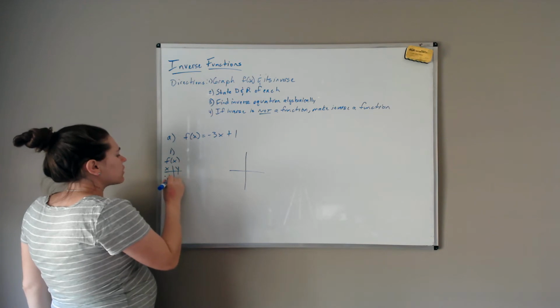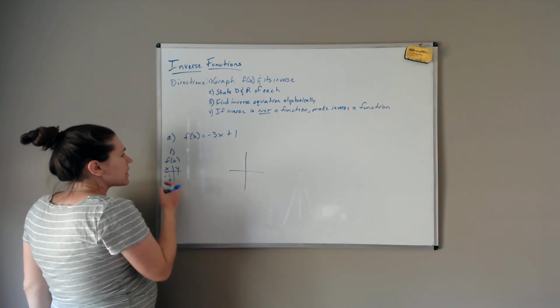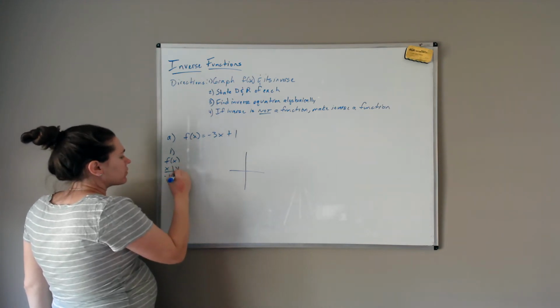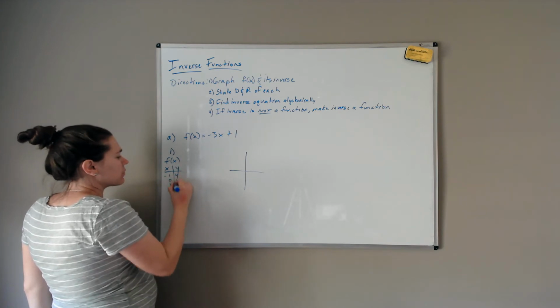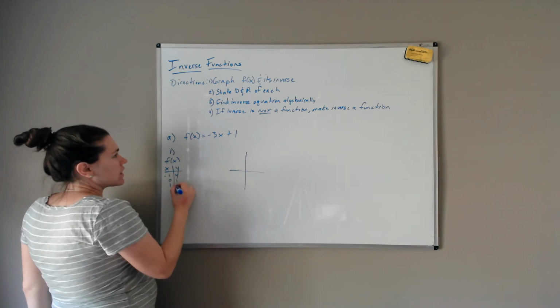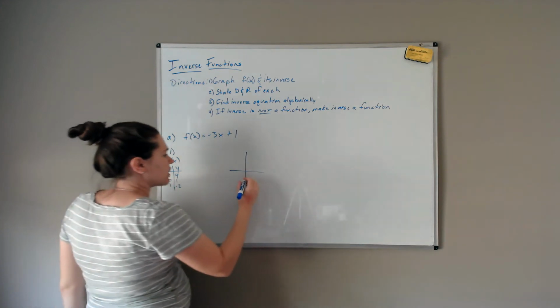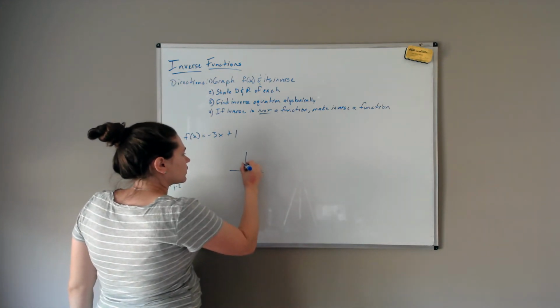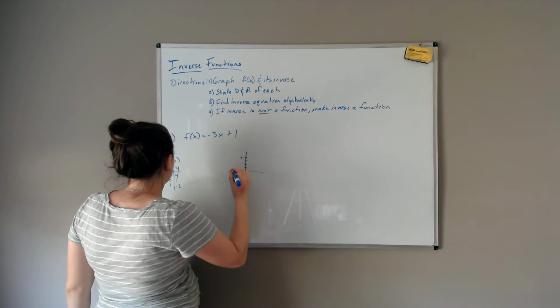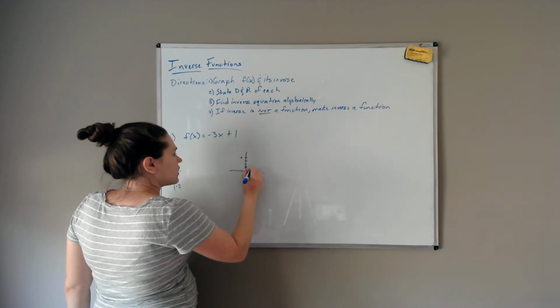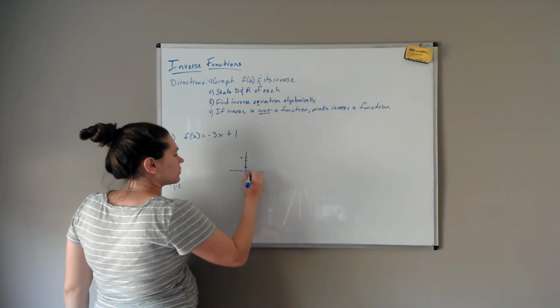So we'll plug in negative 1, 0, and 1. Plug in negative 1, and what do we end up with? 4. Plug in 0, we end up with 1. Plug in 1, and we end up with negative 2. So negative 1, 4. 0, 1. And 1, negative 2.